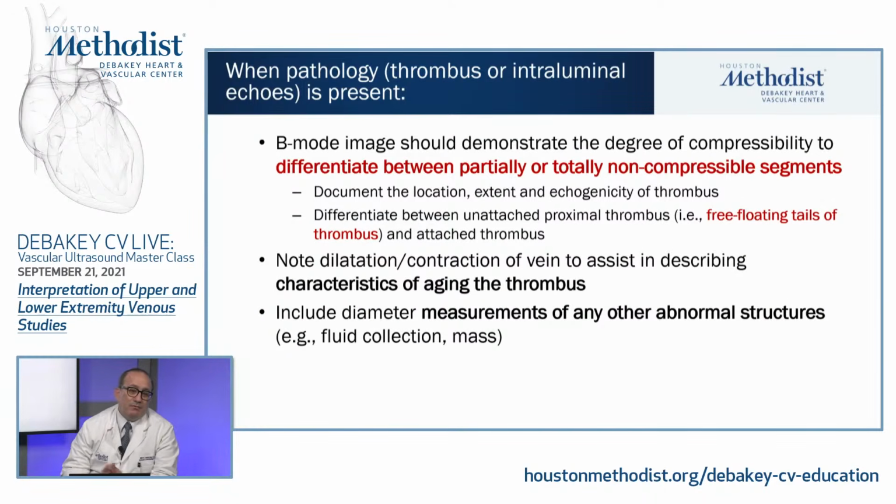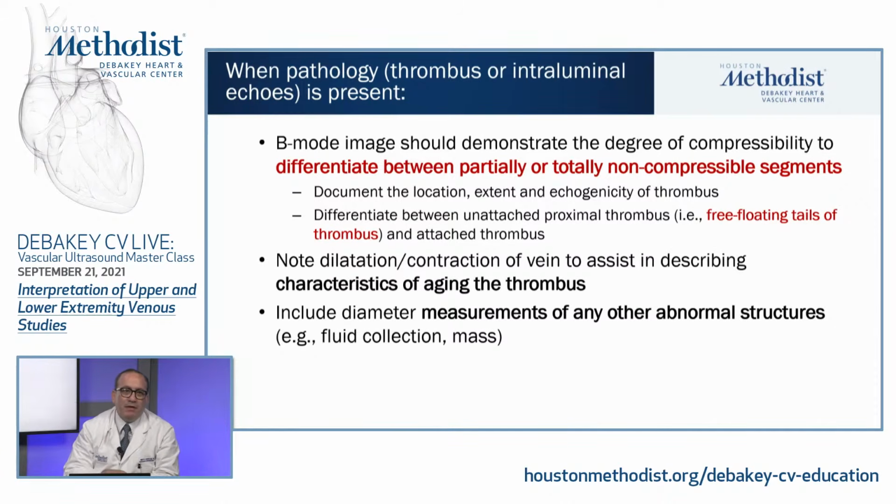And one important thing, sometimes, and it's maybe useful for clinicians, is for us to try to differentiate between partially or totally compressible segments. And if we can, in a way, try to age the thrombus, by trying to name the thrombus as something acute or something chronic, because this will really help tailor further clinical management of these patients.